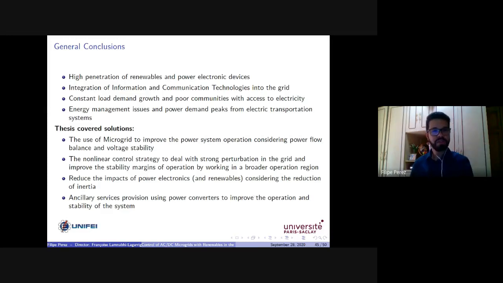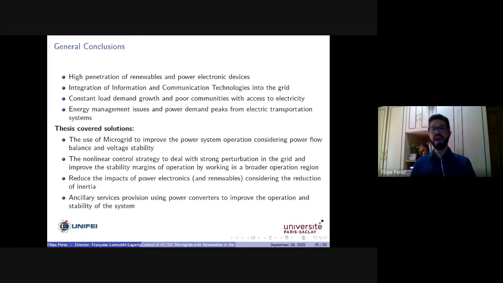So the general conclusions are, we know that the electrical grids are in a modernization process. We have the insertion of renewables, which brings many impacts to the system related to voltage and power fluctuations. We have power electronic devices, which reduce the inertia of the system and may also bring poor inertial response to the power system. And also the constant growth in the load demand and the access to electricity of poor communities has brought new impacts to the grid. And we may deal with that.